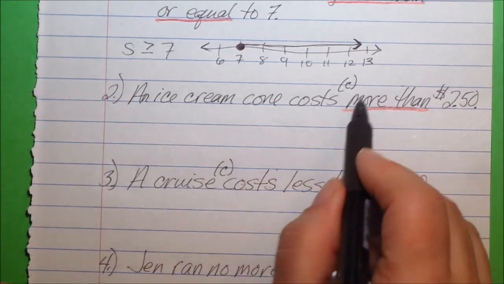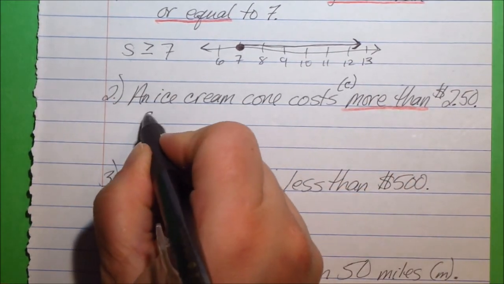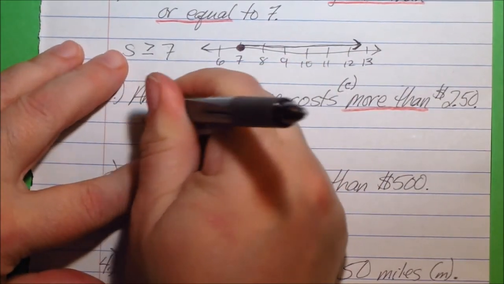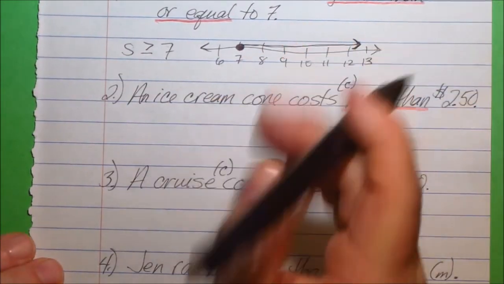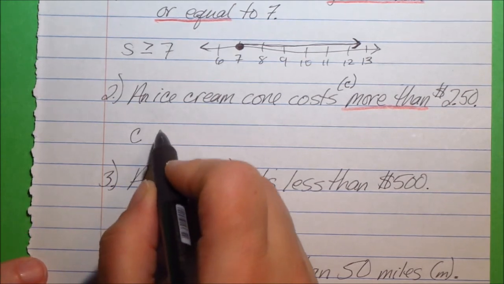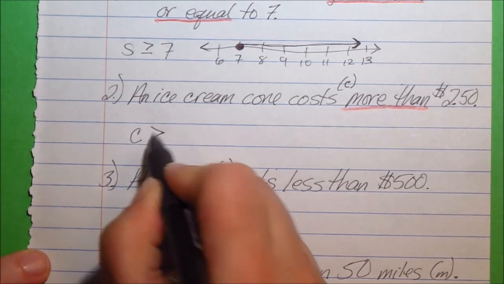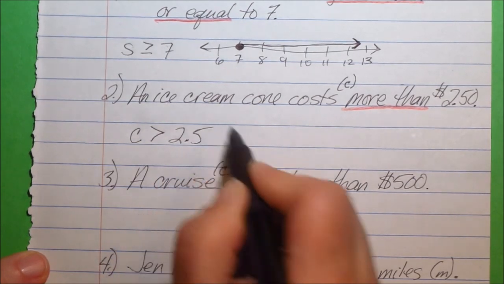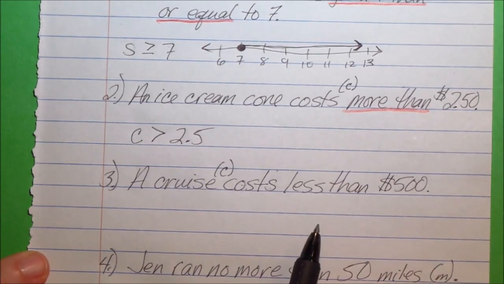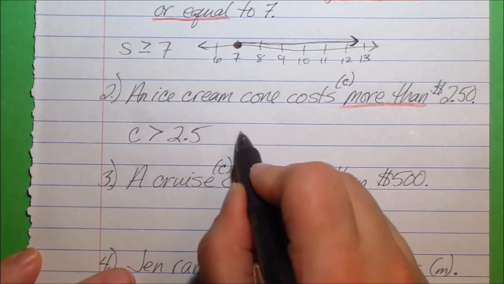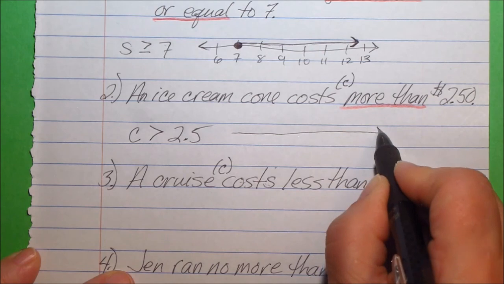So we write this inequality. We're going to use C as the cost. Let's drop it down one and give it some room. All right. C is more than, which means greater than, 2.5. Okay, we drop all the extra zeros and dollar signs for the inequality and just make it a simple number there. So 2.5. So it's going to be greater than that.